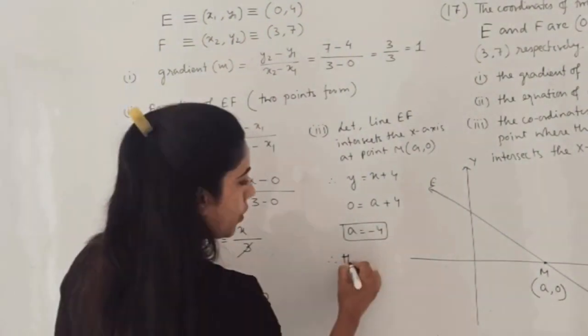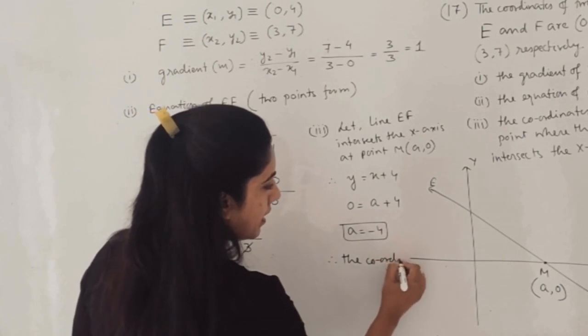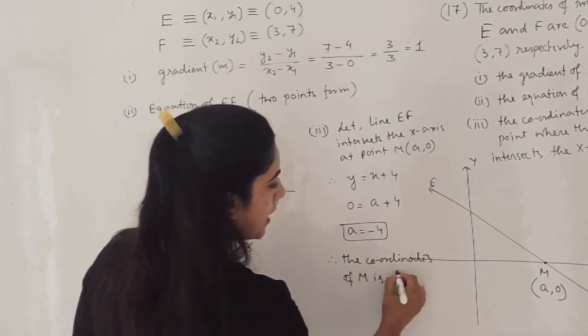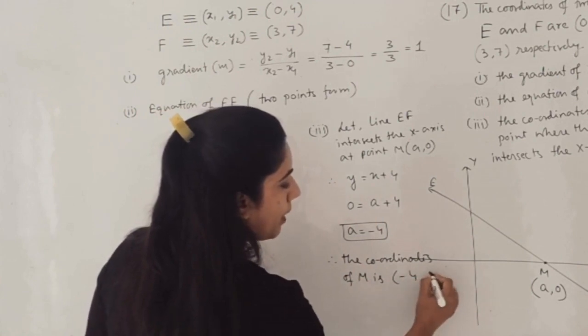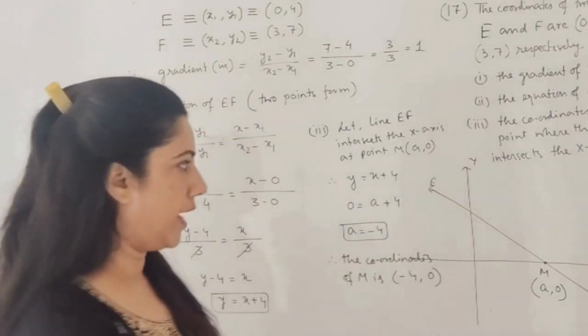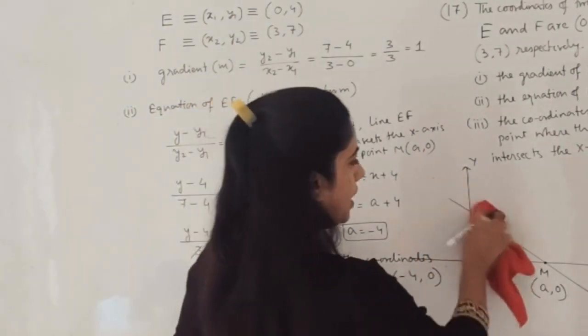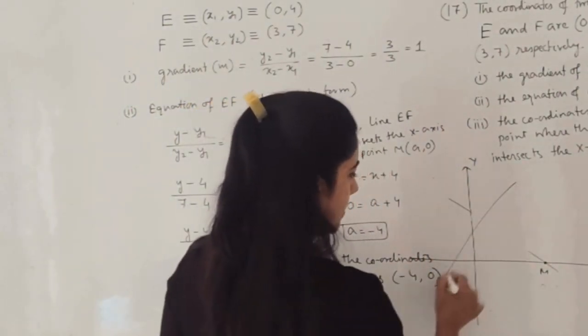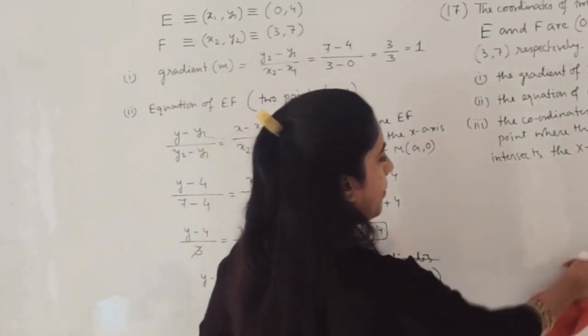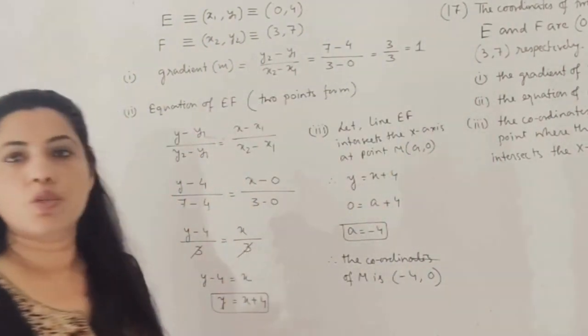Therefore, the coordinates of M is (-4, 0). Don't worry about the diagram. It was just a rough diagram to make you understand. Actually, the line should be something like this because it is minus 4, so it should come like this, okay? But don't worry about the diagram. So this way, we can solve this question.